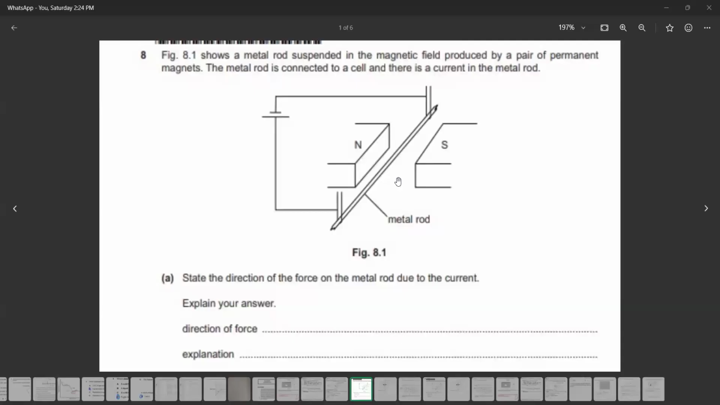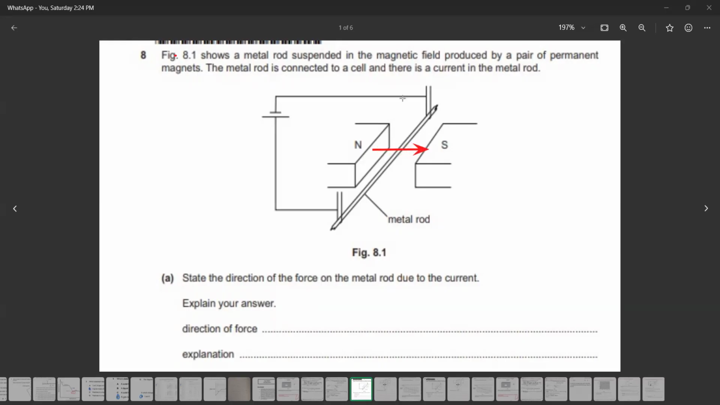So some doubts related to the past paper, paper 4, IGCSE physics. Figure 8.1 shows a metal rod. As you can see, there is a metal rod that is suspended in a magnetic field produced by a pair of permanent magnets. What is the direction of a magnetic field? The direction of a magnetic field is from north to south.